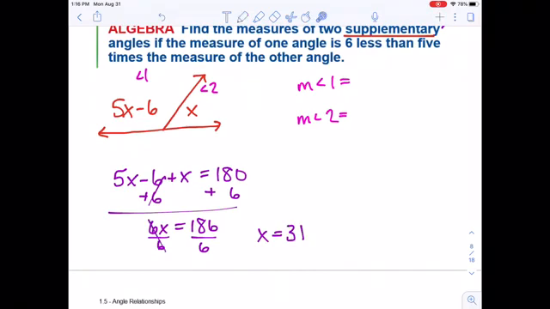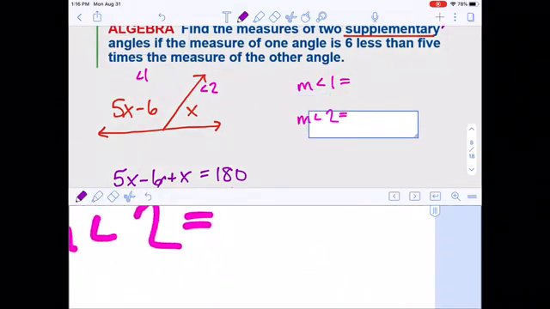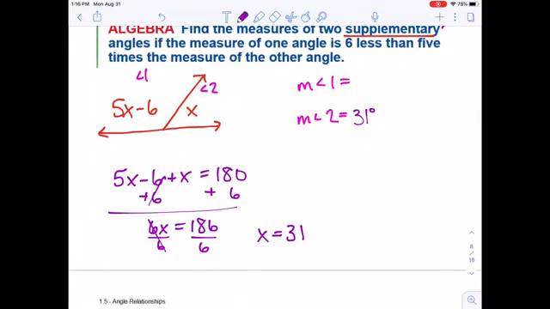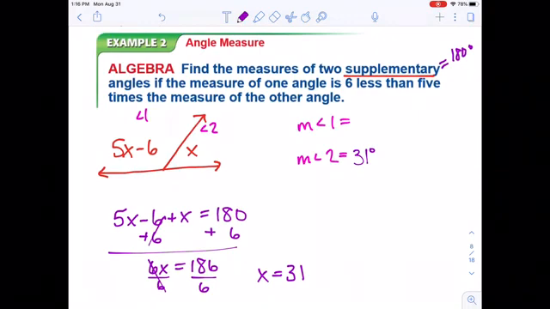Now we know the measure of angle 2 is simply x. So the measure of angle 2 is 31 degrees. There's a couple ways we can go about finding the measure of angle 1. We can either plug 31 degrees into x.